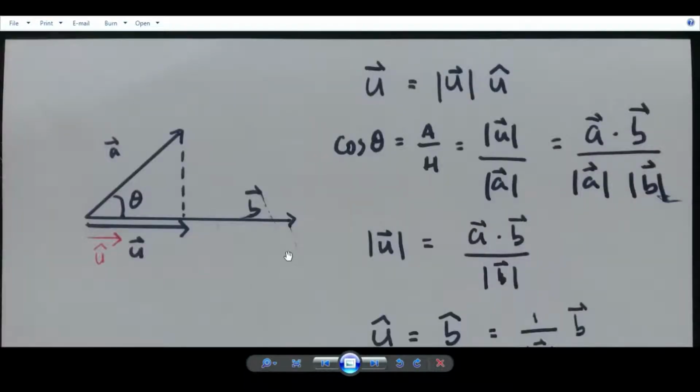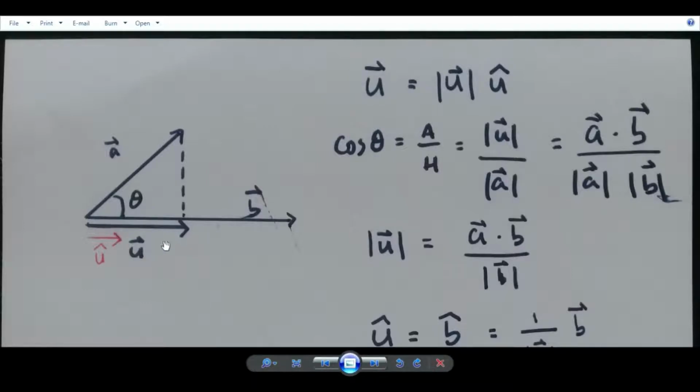Okay, so what I've done is a quick diagram here of vector A being projected onto vector B, or how much of vector A travels in the direction of B. That's what you can think of that as meaning. So it's very closely aligned to the dot product of A and B, but what we want to find out is the value of vector U. That's the amount of A projected onto B.